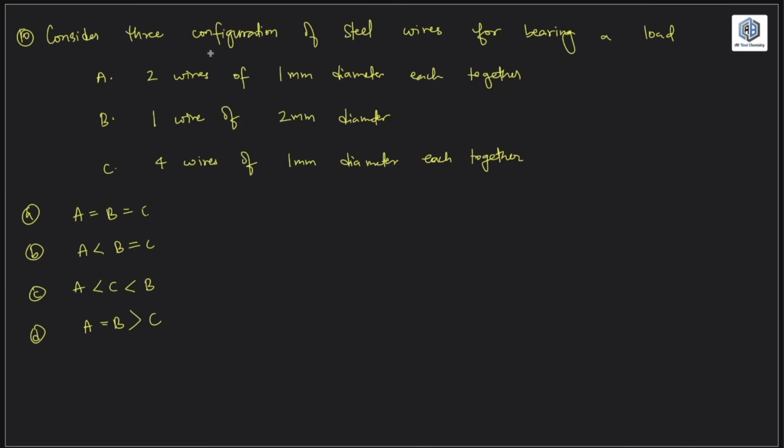It says consider the 3 configurations of steel wire for bearing a load. A is 2 wires of 1 millimeter diameter each together, B is 1 wire of 2 millimeter diameter, and C is 4 wires of 1 millimeter diameter each together. So see this load bearing capability, it is directly proportional to area of cross section. Now since these are wires, the area of cross section will be calculated by formula pi r square.